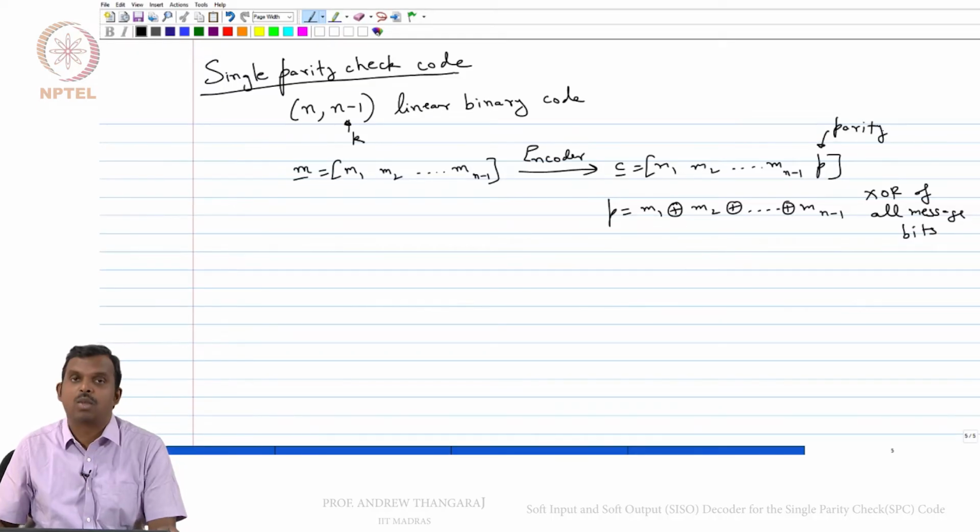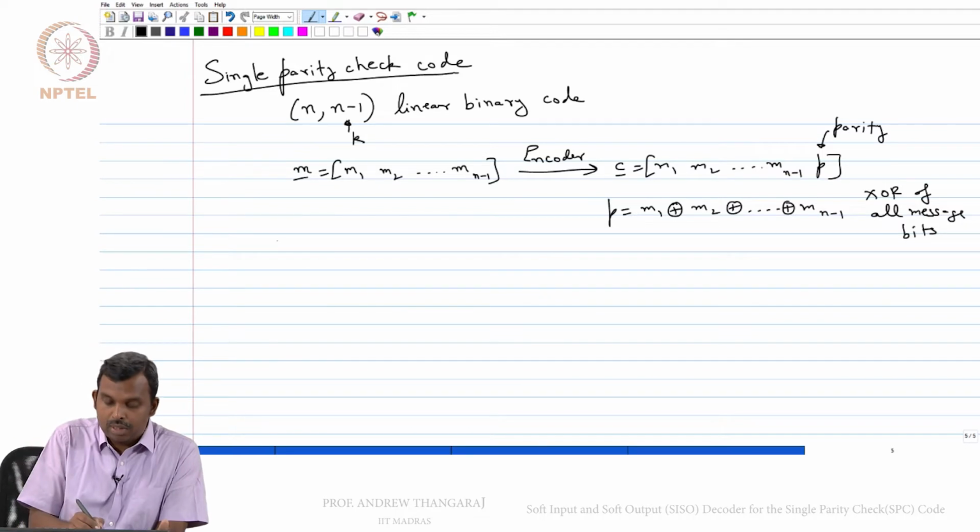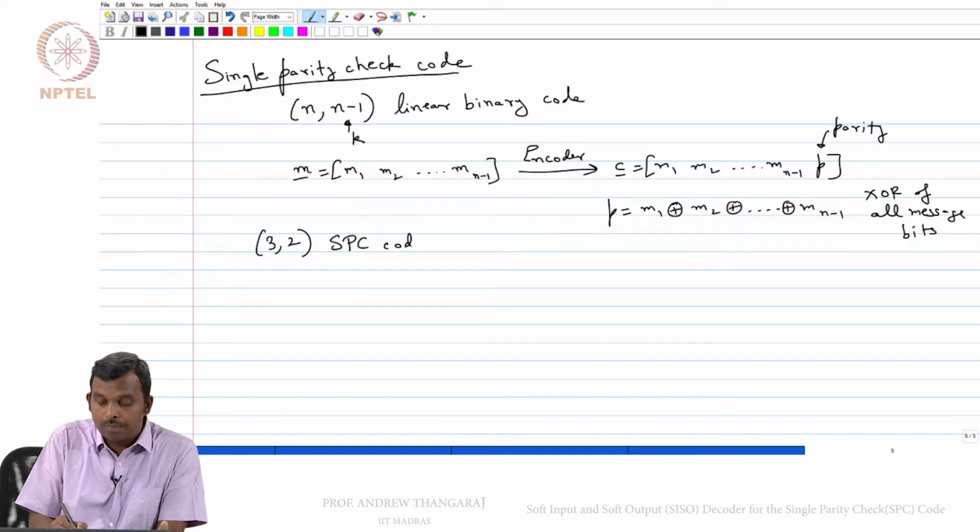So you can see why this is called the single parity check code. You have as many message bits as you want, you just put out one parity bit, which is the XOR of all the message bits that have been seen so far. So let's look at the 3,2 single parity check code. I will abbreviate this as SPC code.